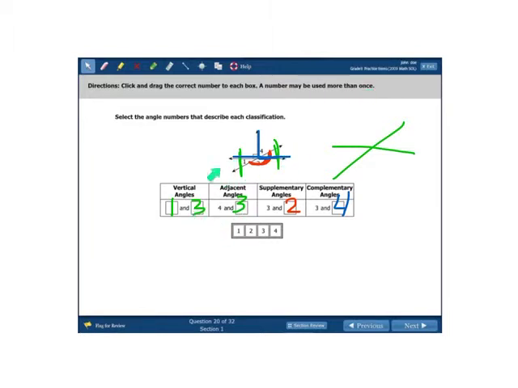So 1 and 3 vertical. 3 and 4 adjacent. And that's the only one that can go there because 4 is also adjacent to the right angle that's not numbered. 2 and 3 are supplementary. 3 and 4 are complementary.